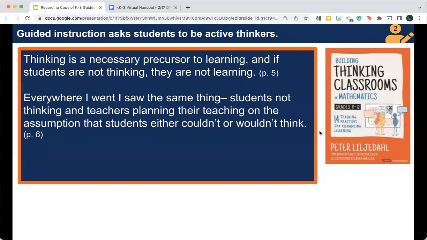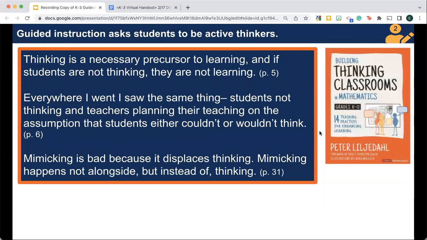Another quote, "Everywhere I went, I saw the same thing. Students not thinking and teachers planning their teaching on the assumption that students either couldn't or wouldn't think." It's helpful to reflect on our teaching to think, are we positioning students as thinkers? Are we giving them opportunities? Or, as he saw in those classrooms, are we not positioning them as thinkers? Are we acting as though they couldn't or wouldn't think?